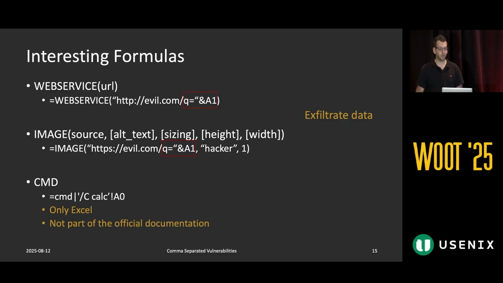It's the command formula, which is a little bit weird because you can execute commands out of Excel. And this is only the case for Excel, so only Microsoft supports this. And even more weird, it's not part of the official documentation, but the formula works quite well. But the problem for this exfiltration of data is that it's hard to put every cell in the URL.